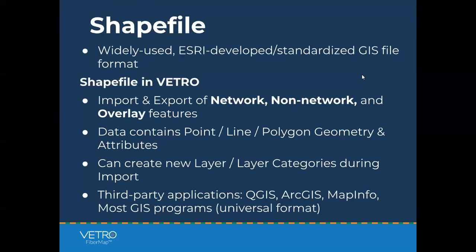For shapefile, this will be slightly different. We are going to be able to bring in any sort of network, non-network, and overlay data. It's going to be a bit more flexible, as I mentioned earlier. It's going to bring in your point, line, and polygon geometry and attributes. And it's also going to allow you to create new layers and new layer categories. Some examples of shapefile usable applications are QGIS, ArcGIS, MapInfo, and any other number of standard GIS programs.